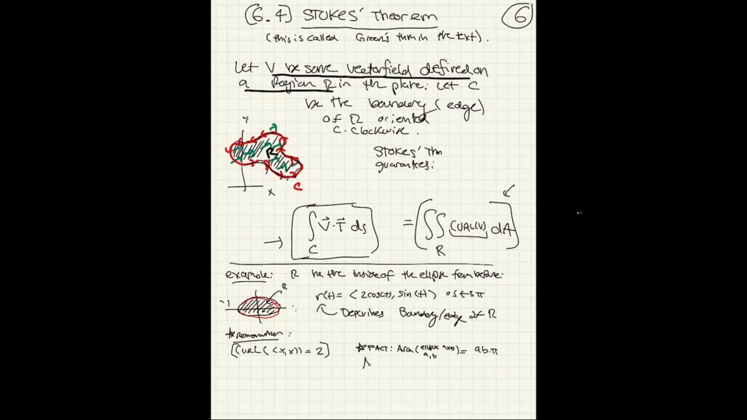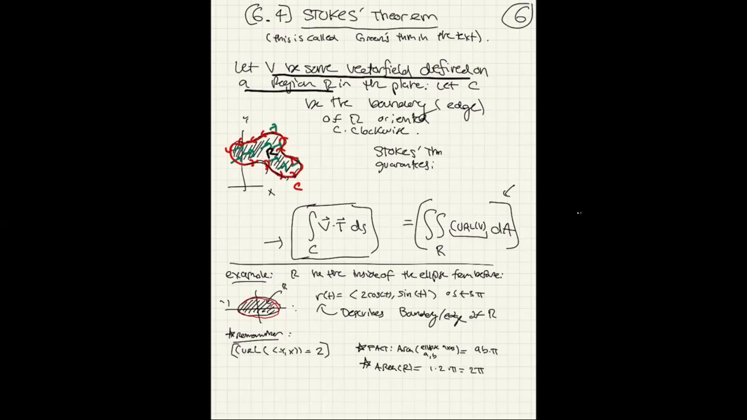So this means the area of R is 1 times 2 times 2 pi, which is 4 pi. Nope, that's wrong. Back. 1 times 2 times pi, which is 2 pi.